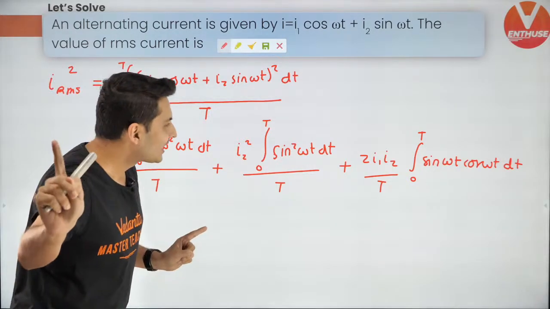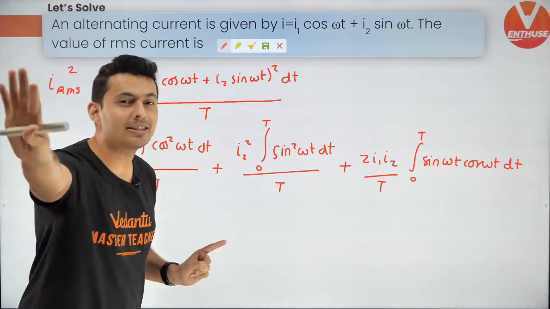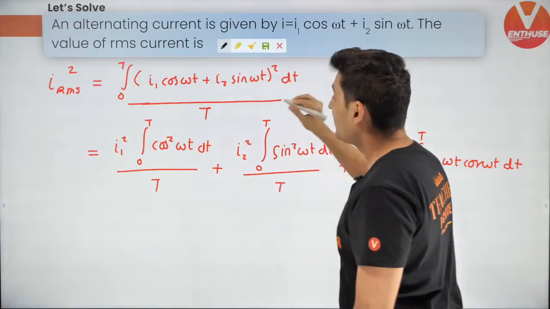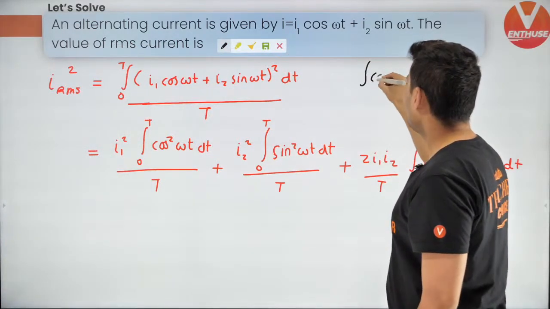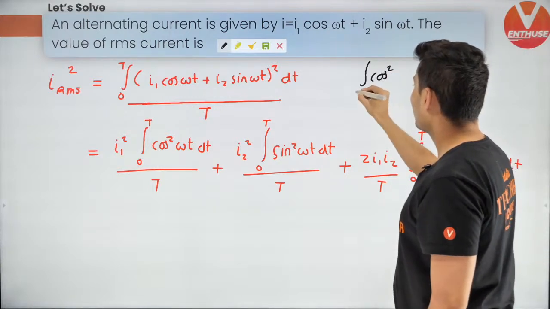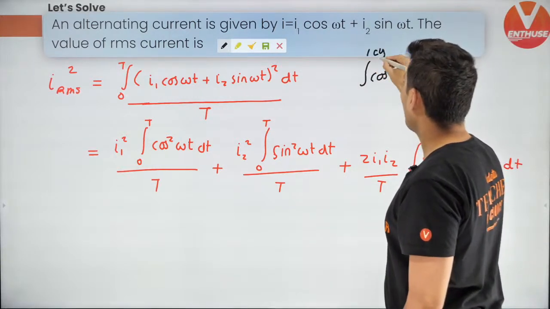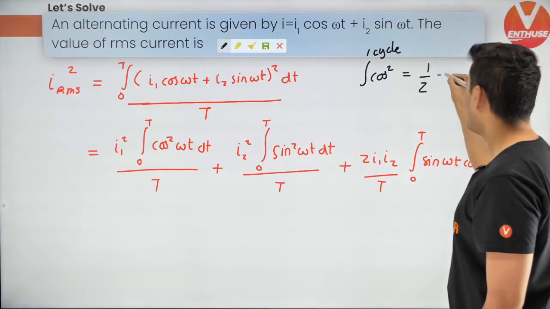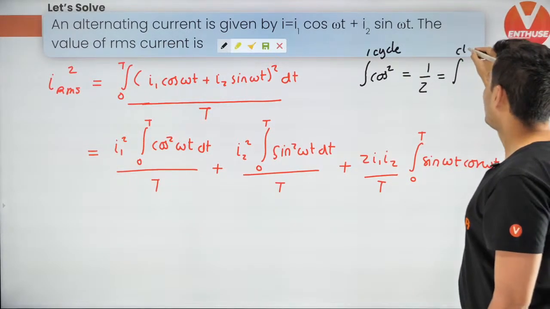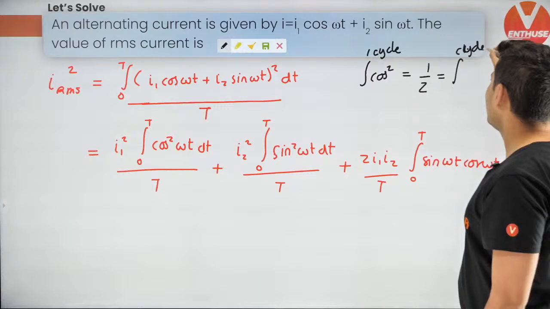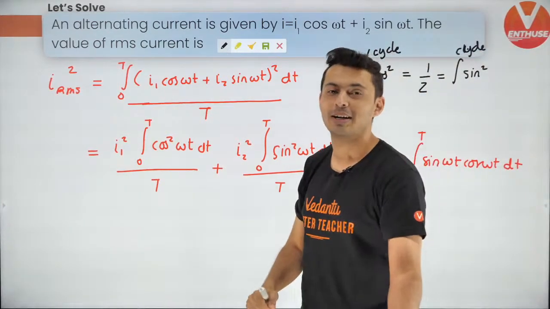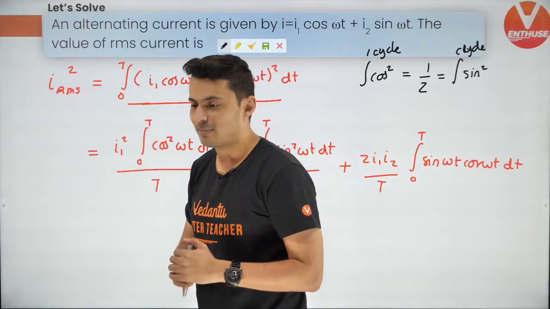Now, you might think that this is very difficult, but trust me, it is not. Now, there are some things that you should know. Please keep in mind, when you integrate cos square for one cycle, the value is always half, which is also the value of one cycle's integration for sine square. Keep this in mind. This is something which you should remember. And I'm pretty sure you would have done this in maths as well.